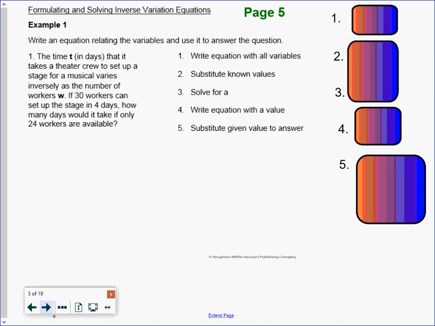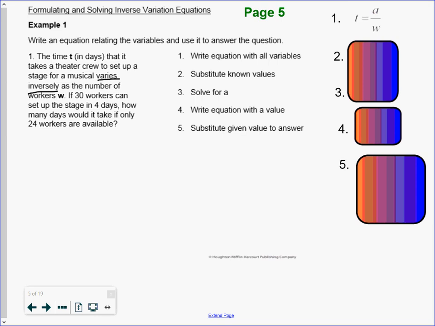All right, so now we're actually going to use what we just learned to solve some problems. So here, we're going to write an equation relating two variables and use it to answer the questions. The time t in days that it takes a theater crew to set up a stage for a musical varies inversely. So that's the key word of this problem right here. We're told it varies inversely as the number of workers w. So right away, I have my two variables, t and w, and they vary inversely. So I can write my equation with just that one sentence.